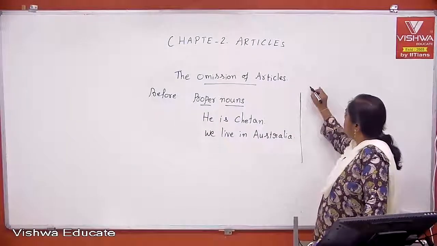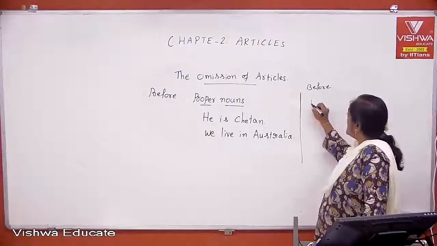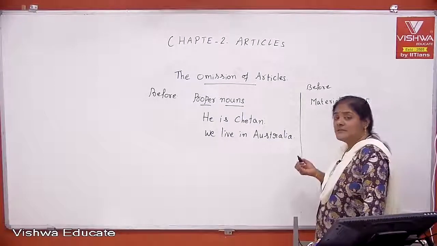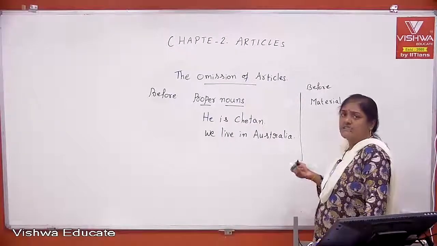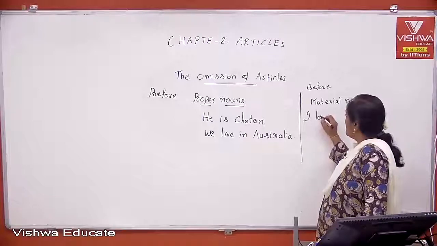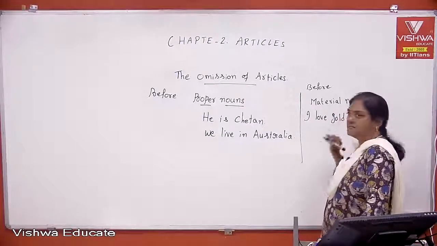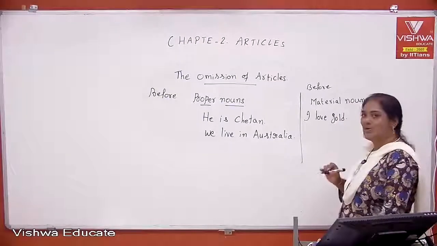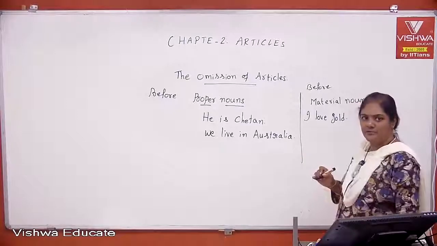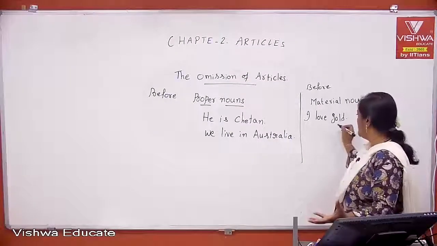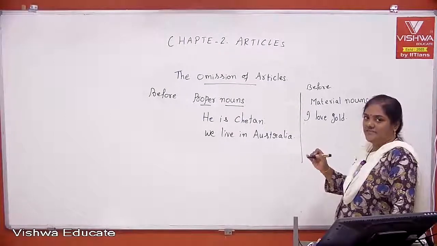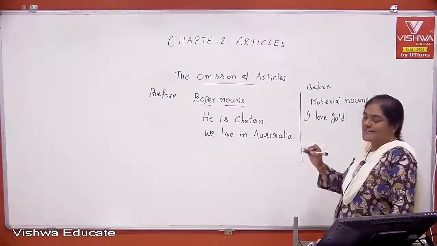Then, we don't use articles before material nouns also. What are material nouns? You know already. Metals, grains, etc. For example, I love gold. We all love, right? I love gold. Gold is a precious metal. This bangle is made of gold. Like that, wherever we're using gold as a material noun, we are omitting. That means we are not using article before it.